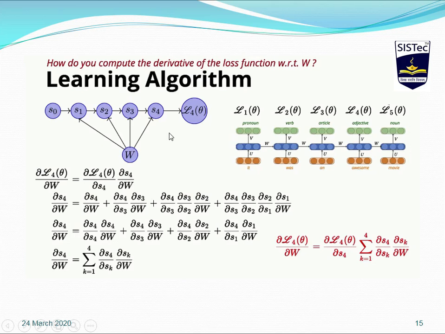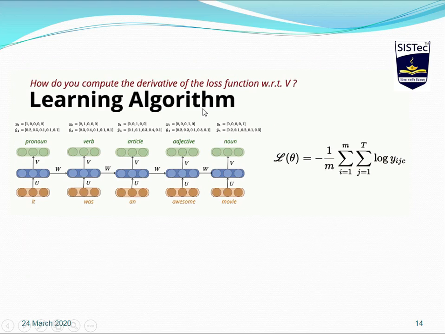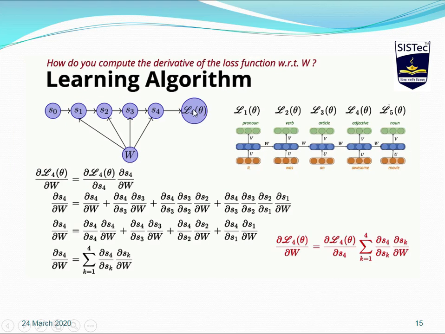Now, suppose that we are interested in finding the loss function at this layer. So how do we calculate the loss function of this layer? Suppose this is 0, 1, 2, 3, and 4. The loss function at stage 4, L4 theta, is given by this equation. So the loss at layer 4 depends on S4, stage 4, and W. So we take the partial derivative with respect to S4, and then S4 is dependent on W, so with respect to W. So this is the partial derivative of the loss function at layer 4.